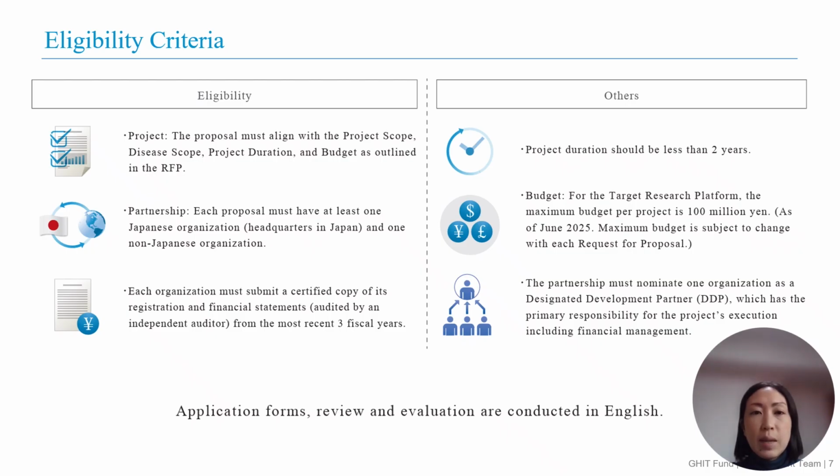Also, please keep in mind that the maximum duration of the project is 2 years. For TRP, the duration is generally the same, up to 2 years, but some sub-awards have shorter timelines. We will explain these details further when we go over the RFP for the TRP platform.